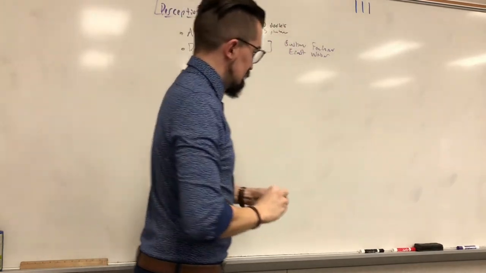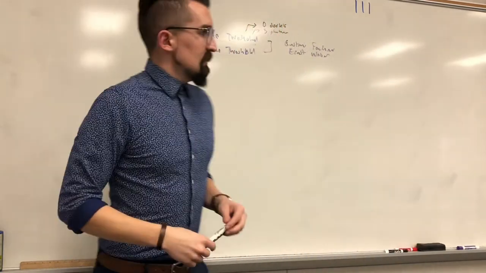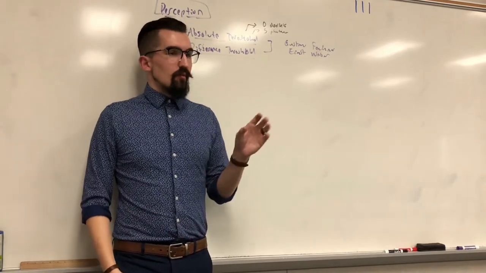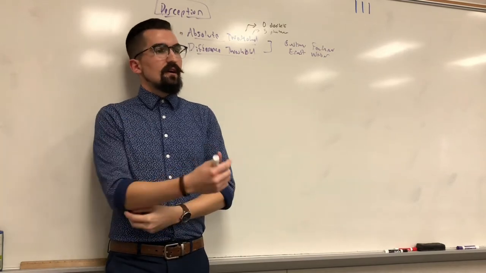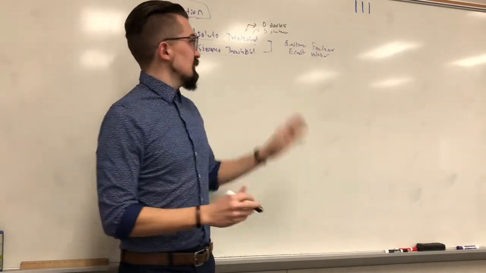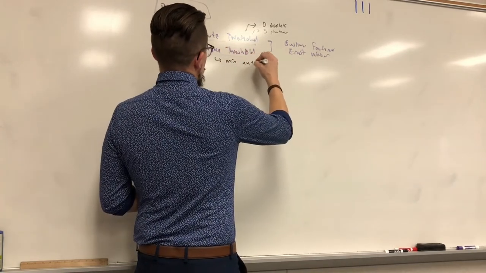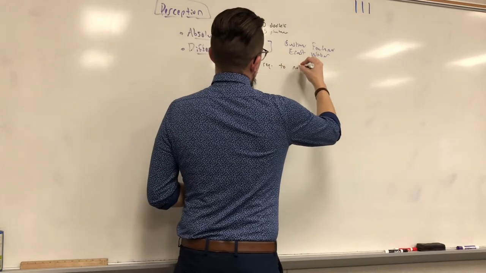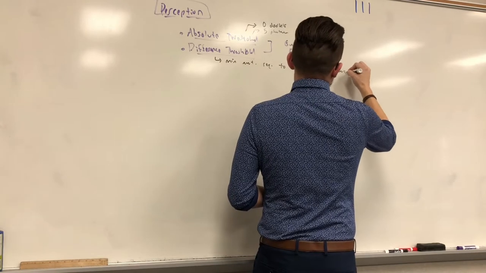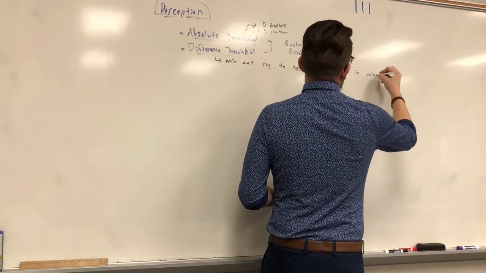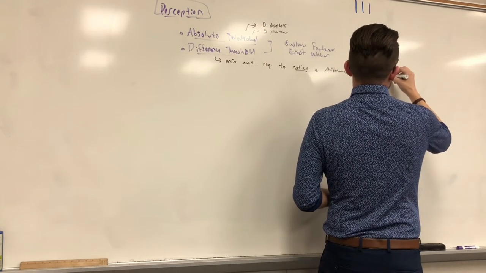Difference threshold is somewhat consistent for humans, but it's not exactly consistent because, as you age, your vision and hearing become worse. So you noticing a difference in volume or a difference in light intensity might vary individually, but that's essentially what this is. The difference threshold is the minimum amount required to notice a difference in volume or amplitude, I guess. Volume or brightness.